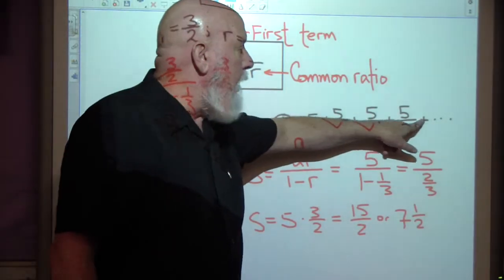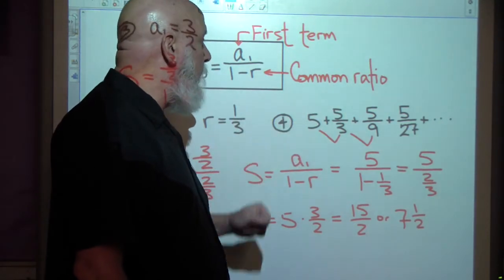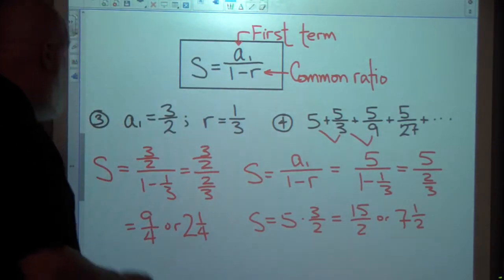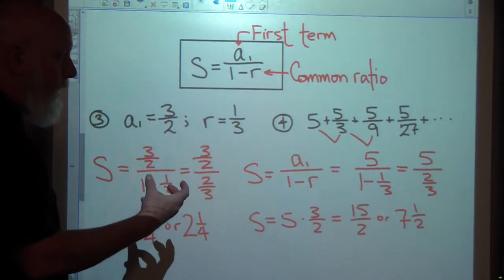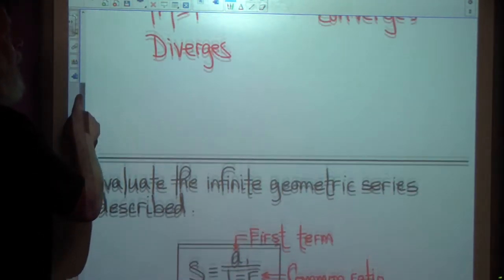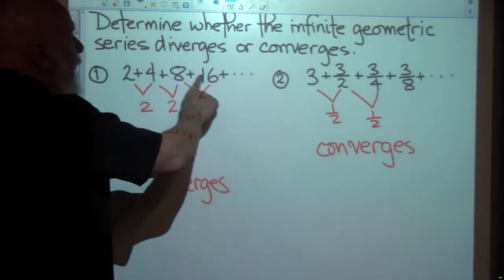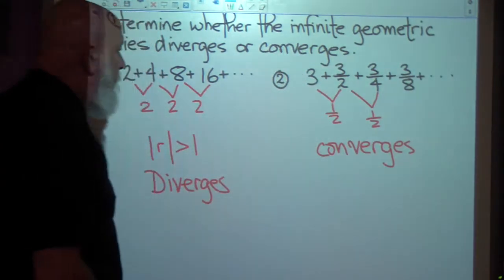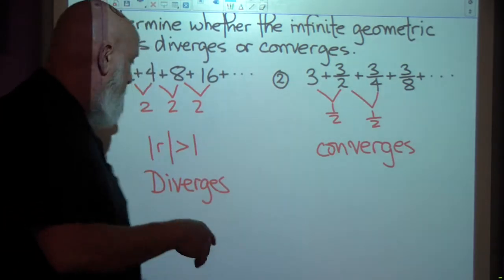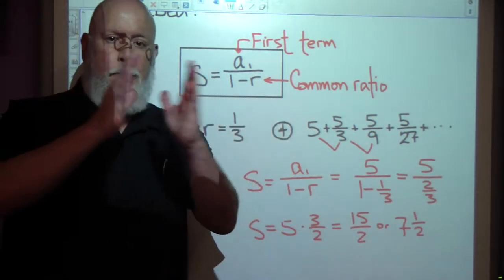So once again, if they're giving us an infinite geometric series and they want us to determine whether it converges or diverges, just find r. If the absolute value of r is less than 1, it converges and we can find the sum. If it's greater than 1, then it will diverge and we can't find the sum. This would just get infinitely larger and larger and larger. We can't find the sum. This converges, so we could find the sum. And the formula, right there. You can do this.